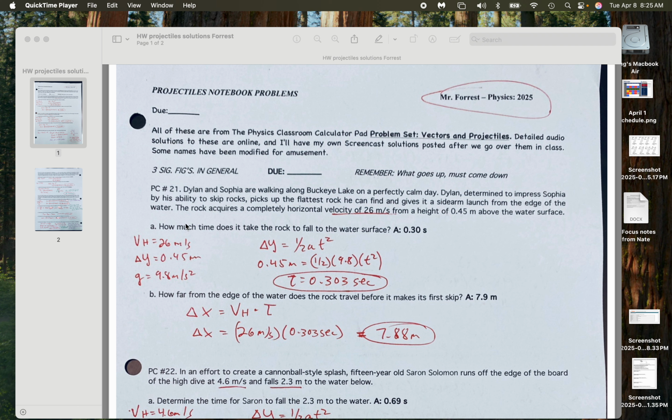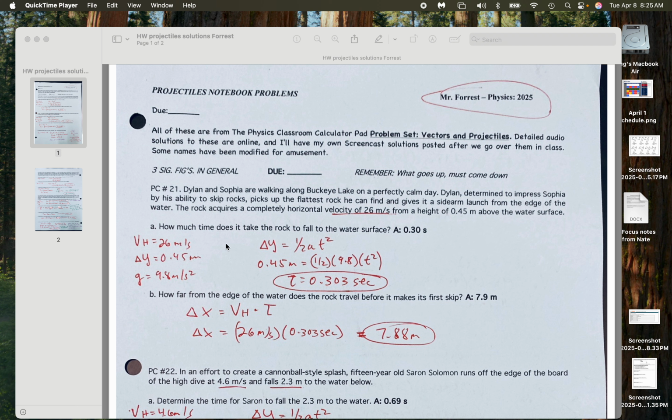For all these, we're going to assume that the object is a projectile, meaning gravity is the only force acting on it, and we can ignore air resistance. So we've got Dylan and Sophia, Buckeye Lake. He wants to skip a rock to impress her, gives it a horizontal velocity of 26 meters per second and a height 0.45 meters above the water surface.